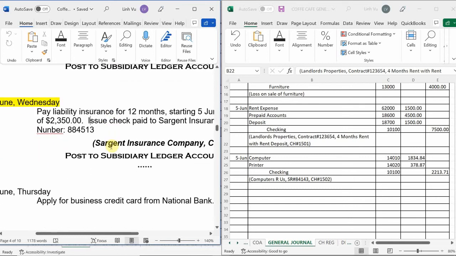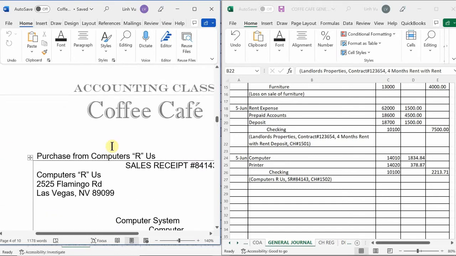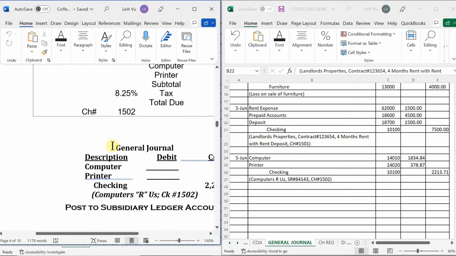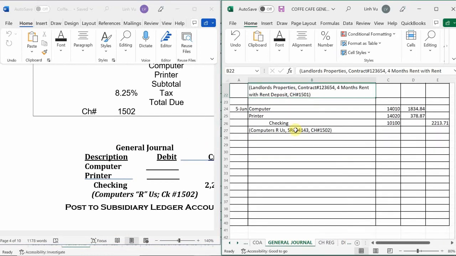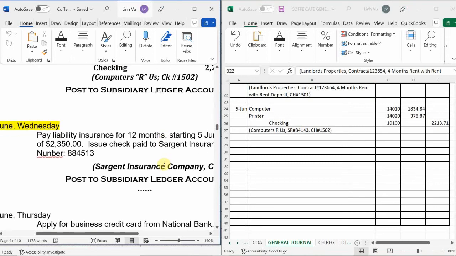So this is where we last left off, right? We just finished entering in our computer and our printer from yesterday. We went to the store and purchased a computer and printer, and we found out that because they're fixed assets, we need to distribute the tax amongst both of them to figure out what the total cost of the asset is, right?